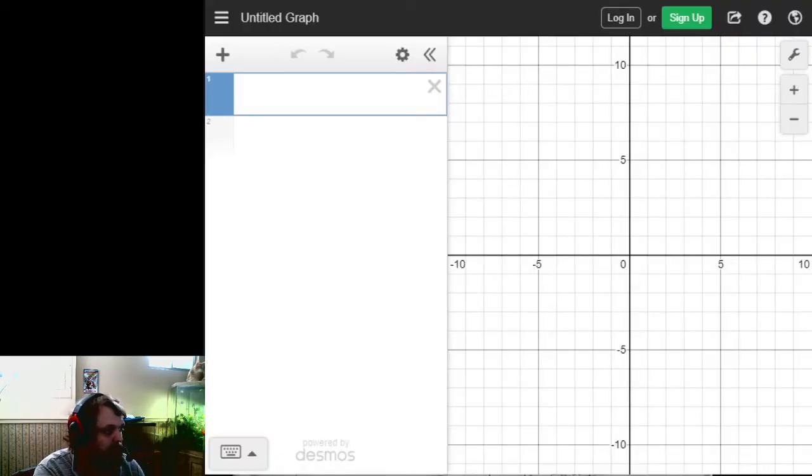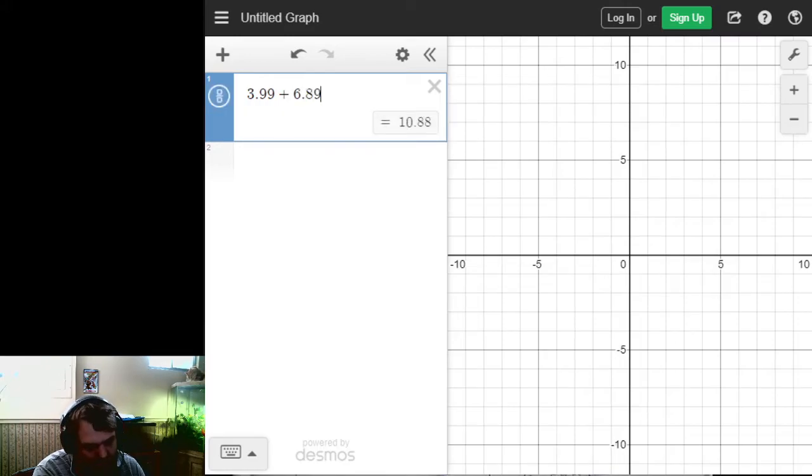We can use the Desmos calculator. So we type in 3.99 plus 6.89 plus 21.79. So remember, when we're combining like terms, we can just add the coefficients. Okay, so we get that is equal to 32.67x.